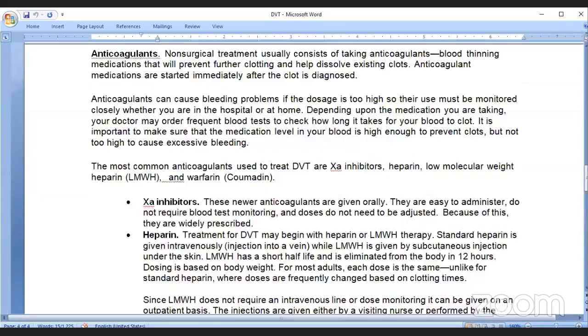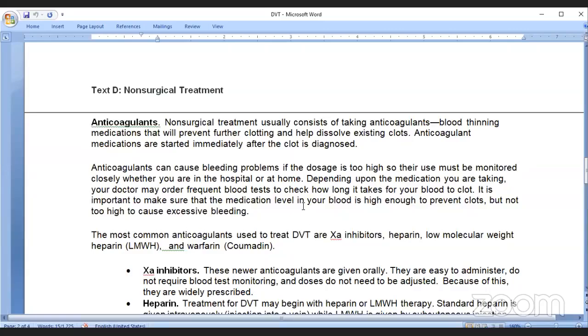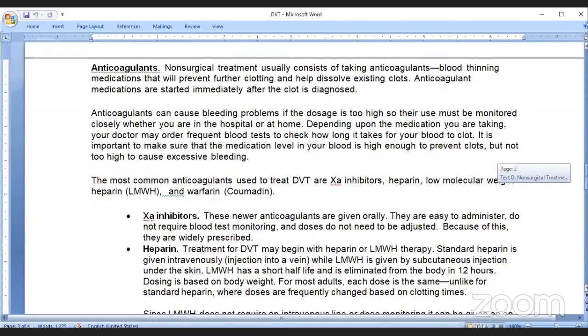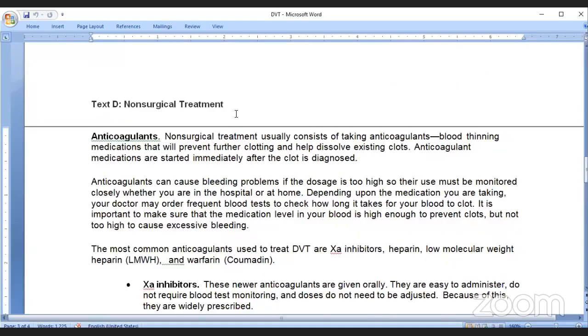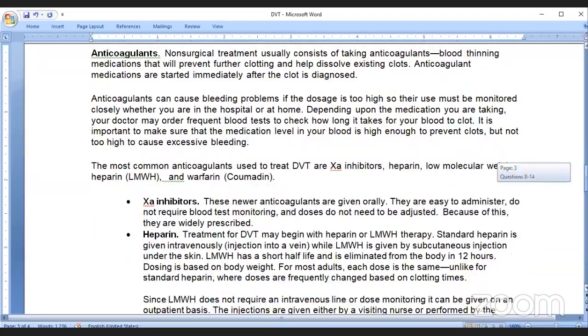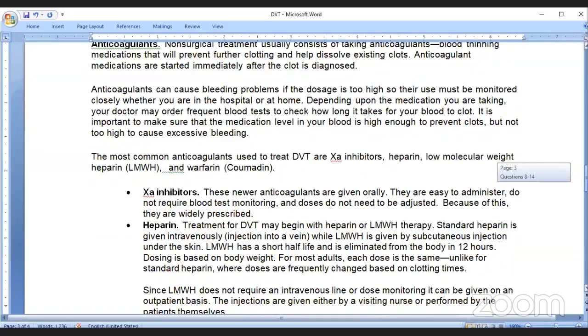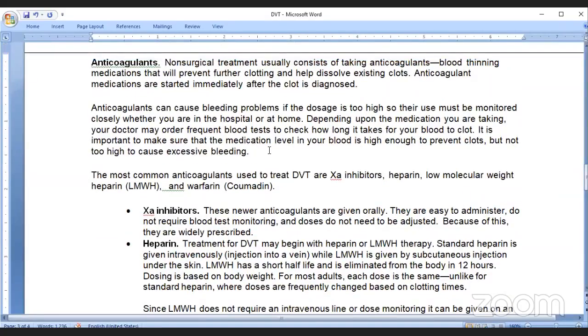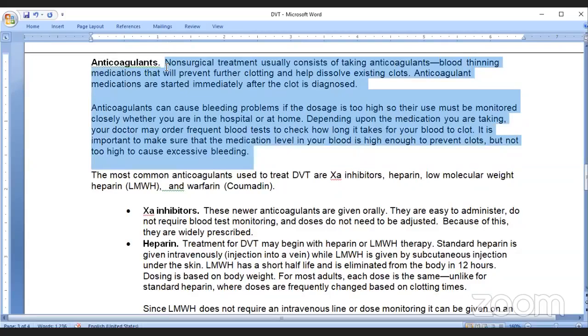Okay, so here is your text. You know the question. Try to find the answer here. Let me copy the question here. This is your question: which medication dose is based on some specific test instead of body's weight? Try to find the answer here, please. Just let me know if the answer is in these two paragraphs. If it is not in these two paragraphs, we will go to the next, okay?